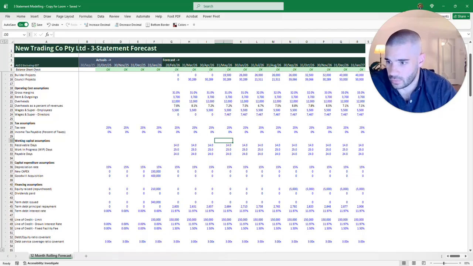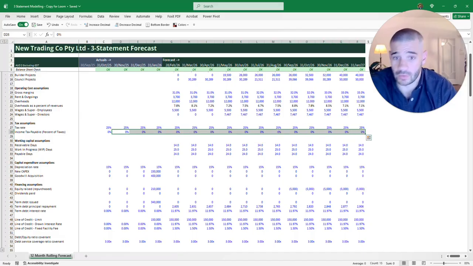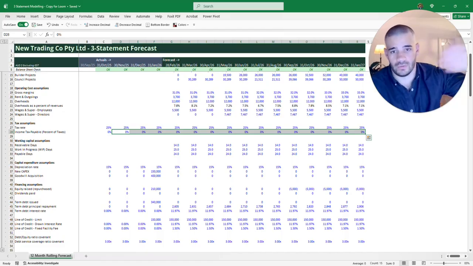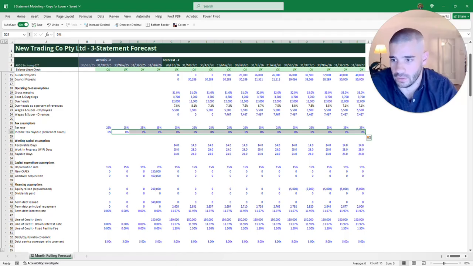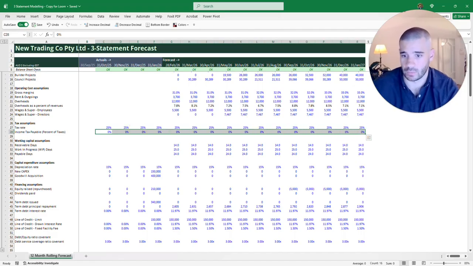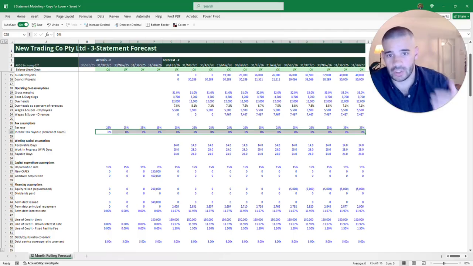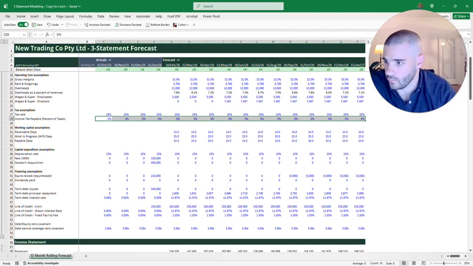Some tax assumptions. This is a small business, so we've got a company tax rate of 25%. And the tax rate actually paid is 0% in the first year. You're going to be accruing a tax expense, but you're not actually going to pay it, because we don't have to lodge a tax return until 11 months later sometimes. So at the moment we're factoring in the tax, but we're not actually paying it yet. That's why that's 0, but that would change in subsequent years.